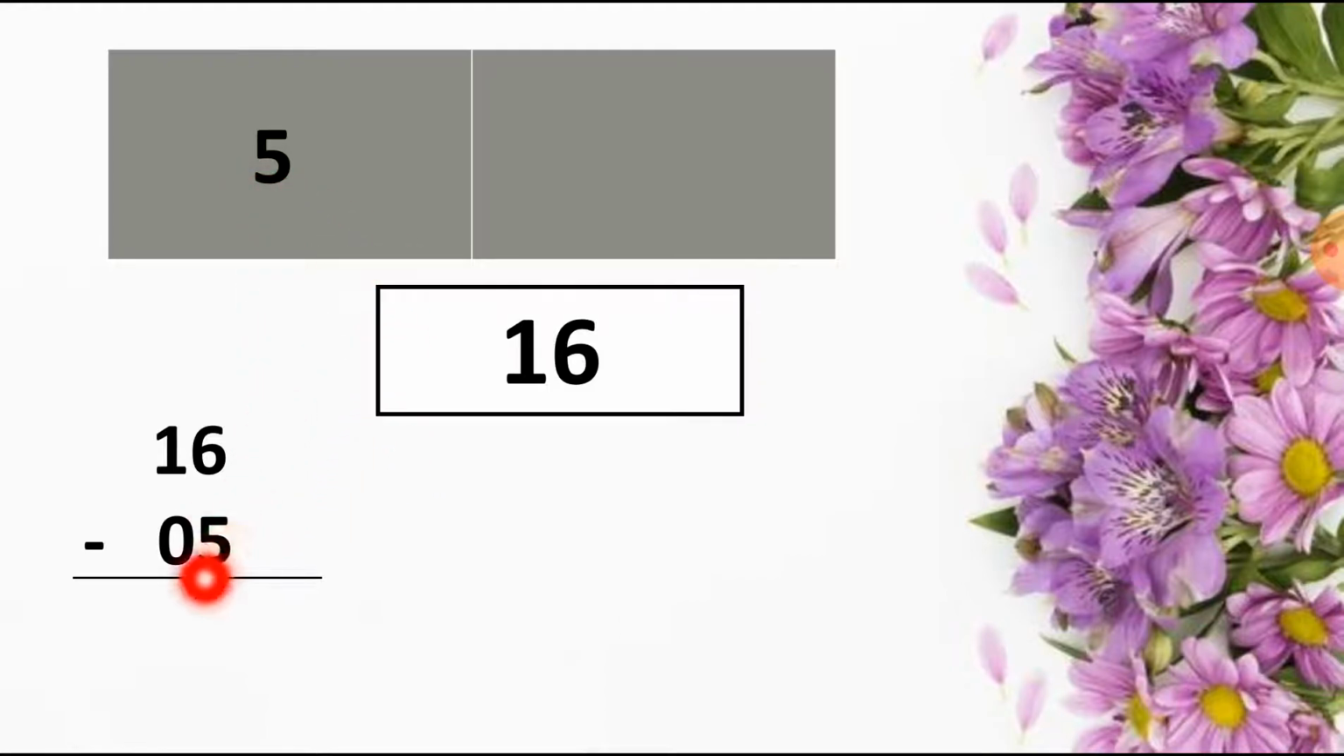5 is a single digit, so we can put a 0 at the tens place. Now let's subtract the numbers in the ones column. 6 minus 5 is equal to 1 and 1 minus 0 is equal to 1. So if you take 5 from 16, you get the answer 11. So students, this box is filled with the number 11.